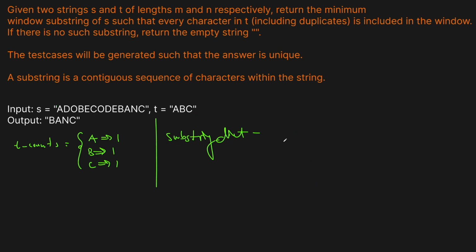So we still have our substring dictionary and it's going to basically be empty at first. And remember that we need to basically have a required count of 3, right? Because there's 3 items in our t counts. So once we have 3 items which are at their desired count, then we can say that this string is done.